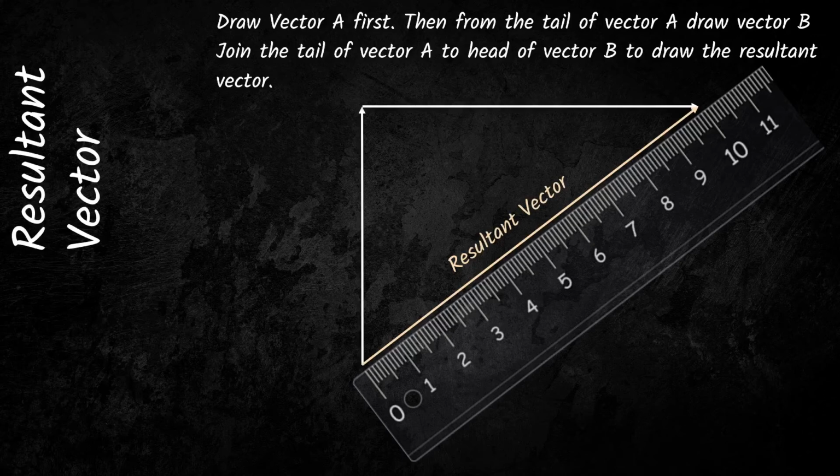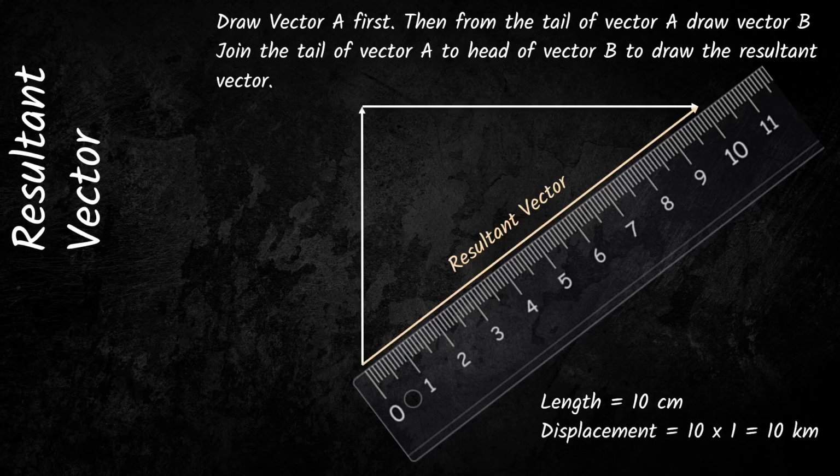Now, as we can see, you can measure the length of the resultant vector and convert it back to displacement. The length of the resultant vector is 10 centimeters. Initially, we divided the vector by the scale to get the length of the arrow. This time we have the length of the resultant vector, so we need to multiply with the scale to get back our vector. So the resultant vector is going to be 10 kilometers in displacement.